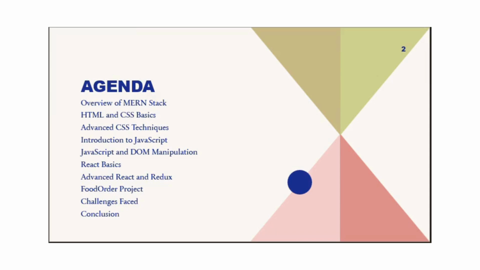Let's get started. The topics I will be covering are an overview of the MERN stack, the basics that I learned, including HTML and CSS, JavaScript and DOM manipulation, React and Redux, the project Food Order that I made, the challenges I faced in that project, and finally the conclusion. So let's get started.